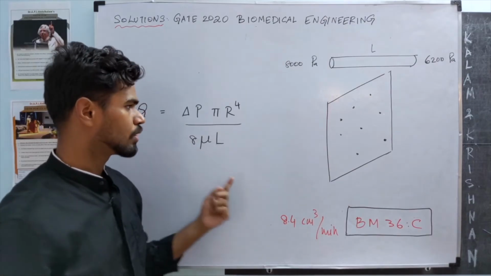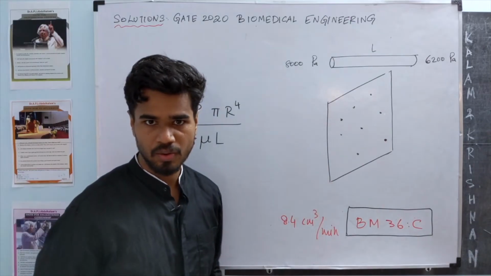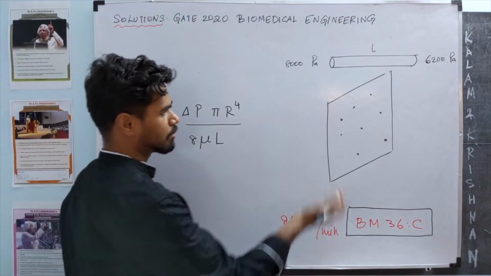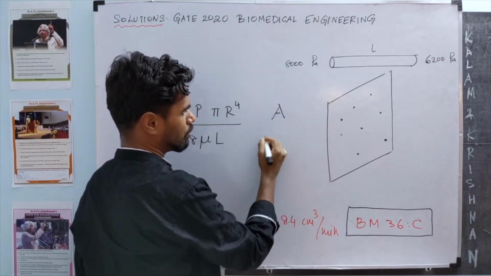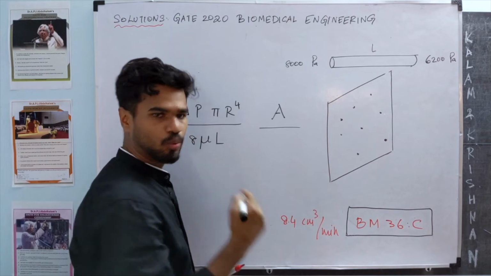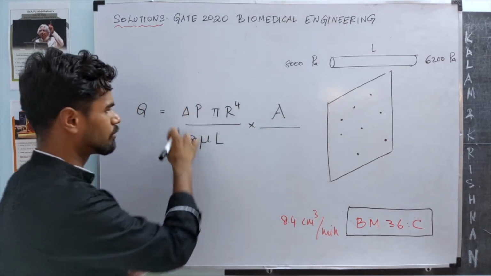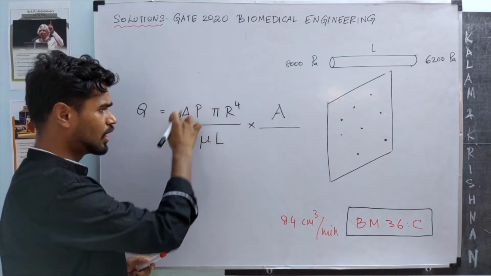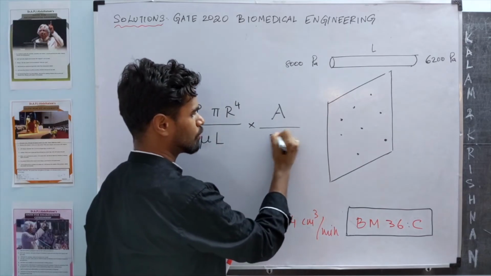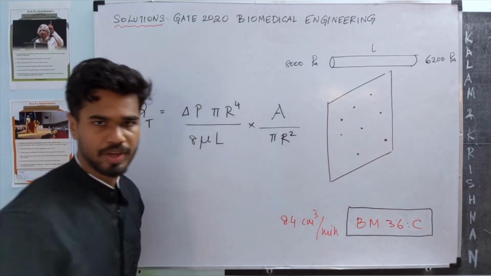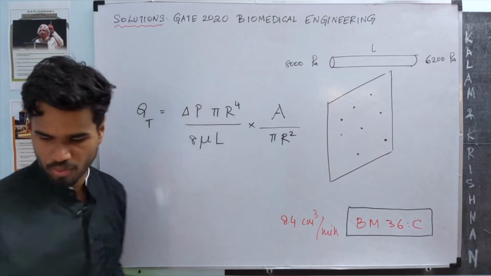But instead of one pore, we are given many pores. How many such pores are there? The number of pores in the membrane will be given by the area of the pores divided by the area of one pore. So that will give the total number of pores. That times the flow in one pore would be the total flow. The area of one pore is pi r squared. Now just plug in all the values and we'll get the total flow.